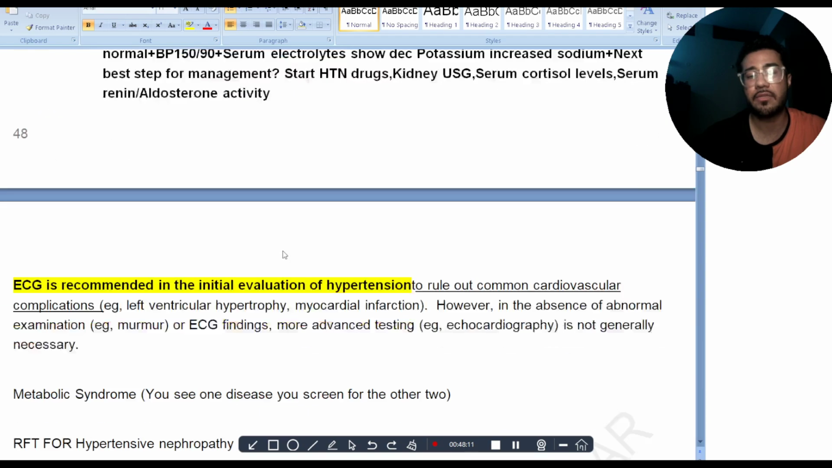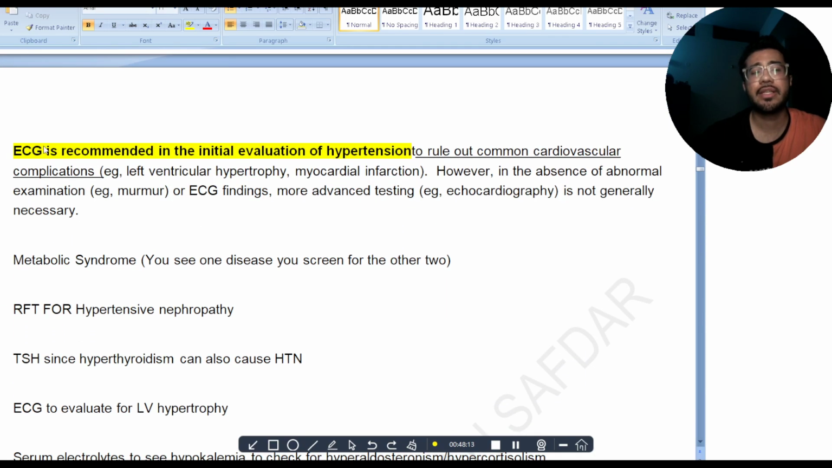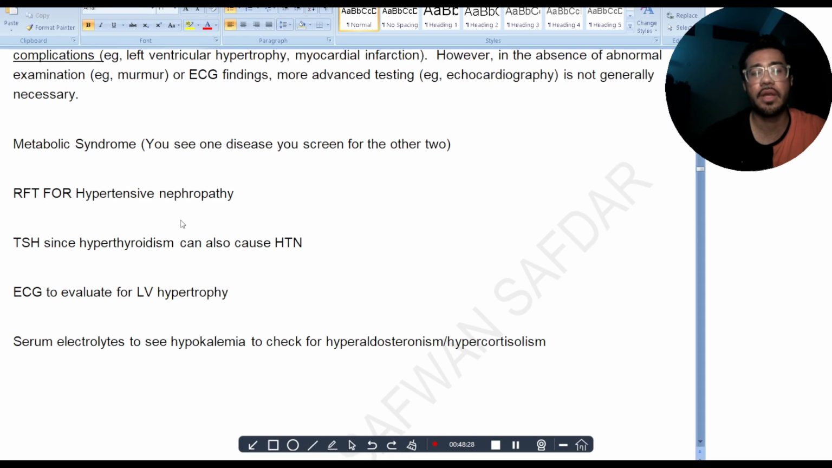So they say that the ECG is also recommended as an initial evaluation of hypertension because it can show left ventricular hypertrophy. How? Because the QRS waves are going to be peaked, representing that the LV has been hypertrophied.